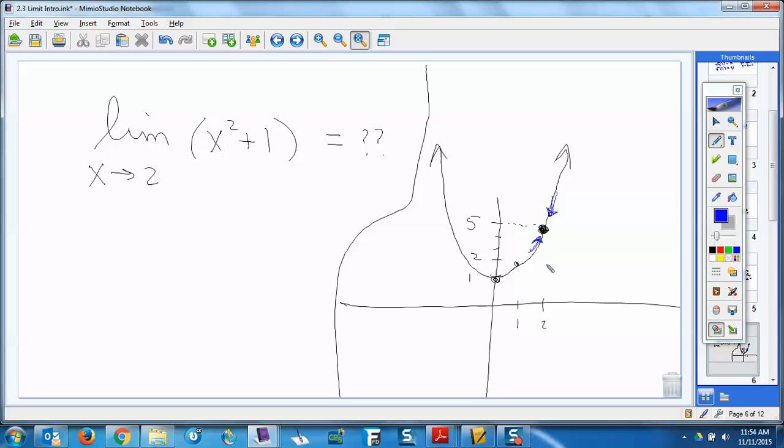As x gets closer and closer to 2, now you might say, well, why don't you just put a 2 in for x? We can. In some limit problems, in the simplest ones, we can go ahead and plug a 2 in. 2 squared plus 1 is 5. That's the answer. Boy, that's easy. Yeah, some of them are.